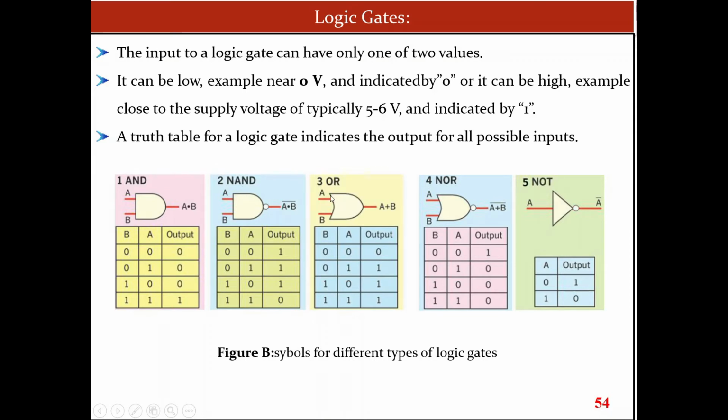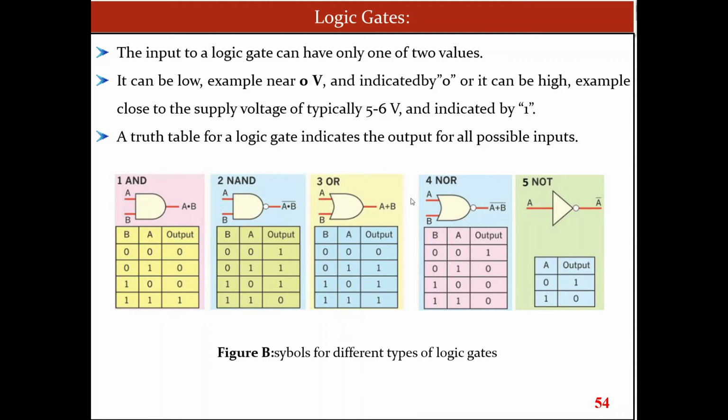Now let's see what happens for the OR gate. For the OR gate, you indicate by A plus B, but for the AND gate, A dot B. When both inputs are 0, the output will be 0. But if one of them is 1, the output will be 1. 0 1, the output is 1. 1 0, the output is 1. 1 1, the output is 1. If you have four inputs A, B, C, D, and one of them is 1, the output will be 1. But if all of them are 0, the output will be 0.